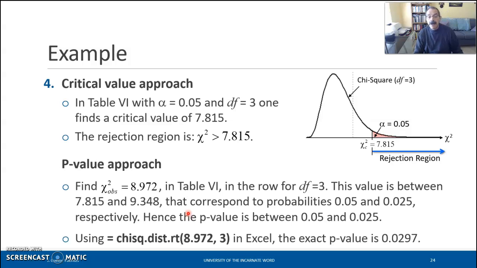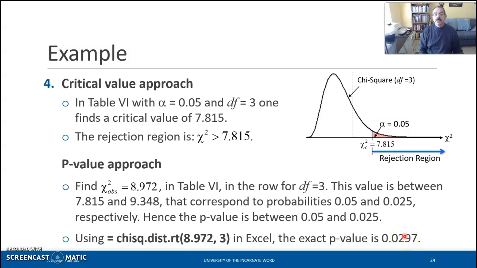If you have access to Excel and you would like to find out the exact p-value, well, here's the formula. Use CHISQ.DIST.RT with the value of the chi-square that we calculated, and then the 3 degrees of freedom. And you find that the exact p-value is 0.0297.